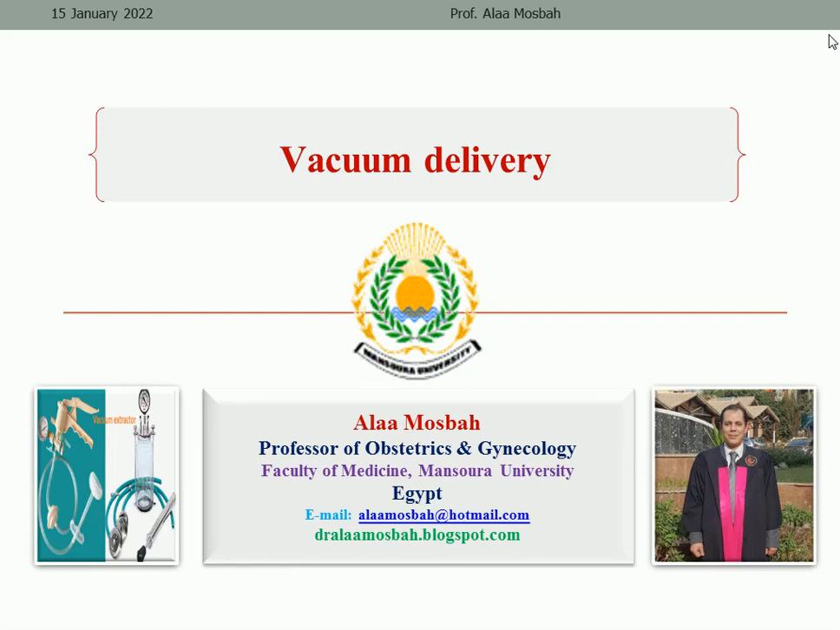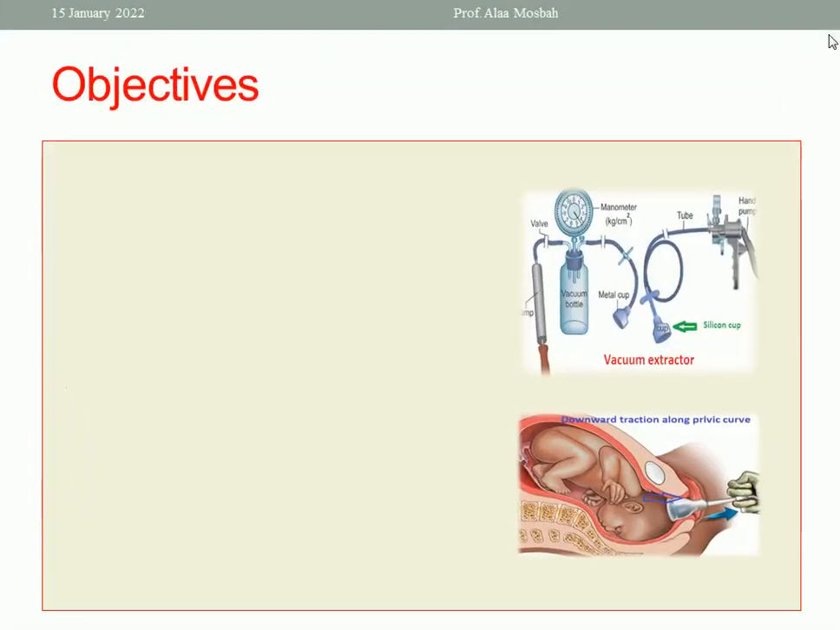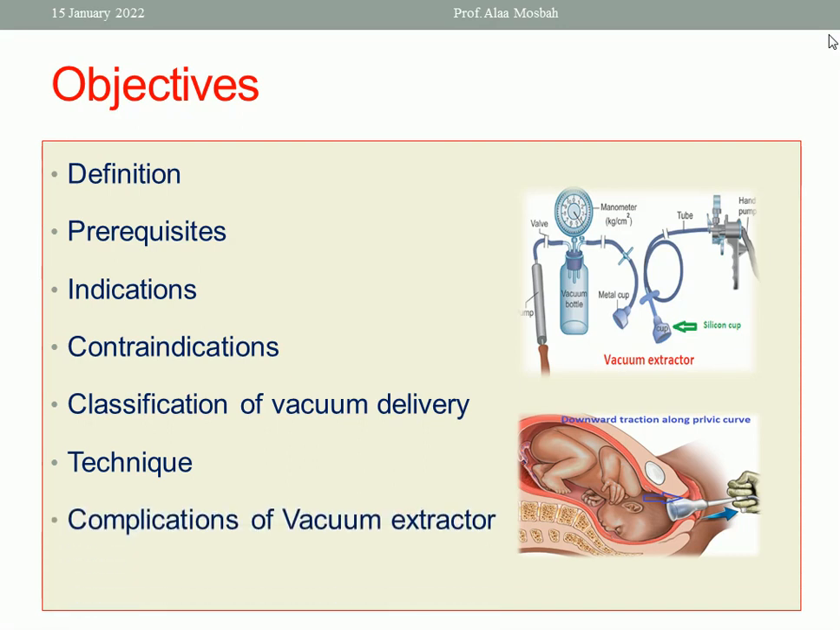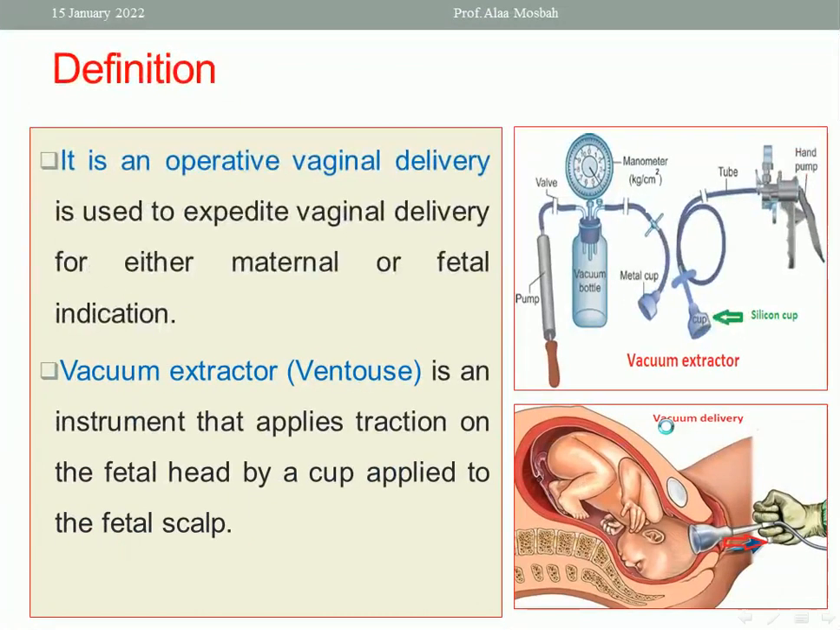The topic of my lecture today is about vacuum delivery, or ventouse delivery. So what do we want to discuss today? The definition, the prerequisites, indications, contraindications, classification of vacuum delivery, the technique of vacuum delivery, and the complications of the vacuum extractor. As you see in this picture, these are different shapes of vacuum devices in the upper one, and here the cup is applied to the fetal head and the traction is done. Okay, let us go on to the definition.